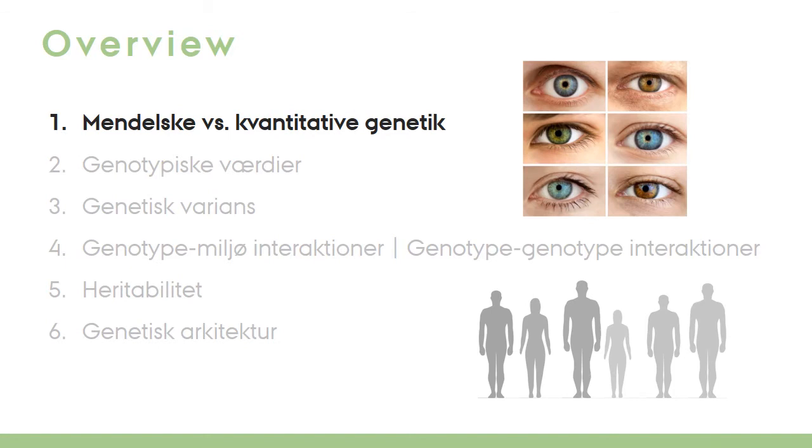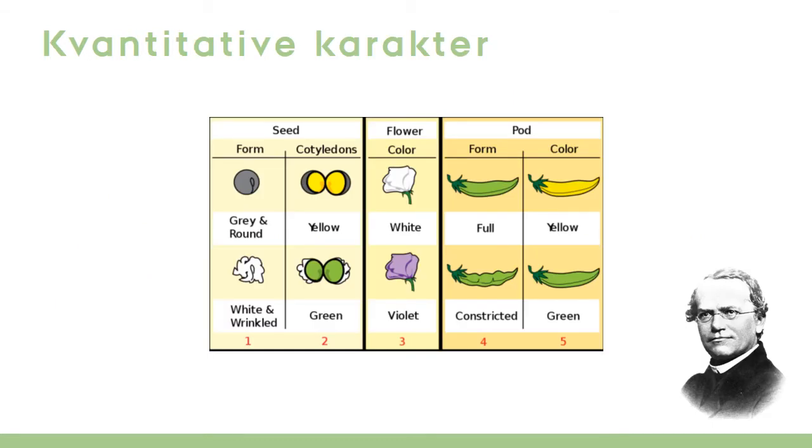And the first topic of today is Mendelian versus quantitative genetics. Now, in the beginning of the course, we have been handling Mendelian traits. And you see Mendel there in the corner, looking happy as always. And Mendel's traits were very simple traits. It was wrinkled versus not wrinkled, yellow versus green, and white versus violet, whatever. They were quite simple traits.